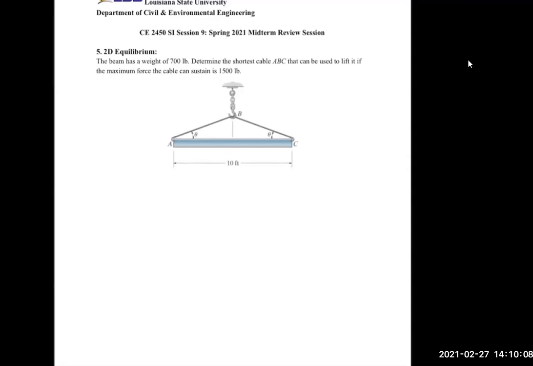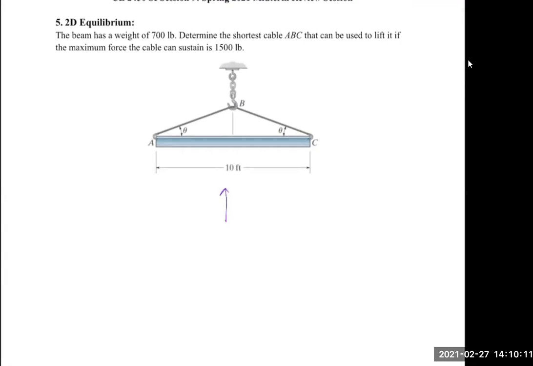So the first thing we're going to do is draw a free body diagram. 700 pounds. In this case, the weight is downward because the cable is holding it, so the cable forces have to be going upward. This is FAB. This is FBC. And this angle right here corresponds to the angle right here. They're the same thing. Okay, so first we're going to do our free body diagram.